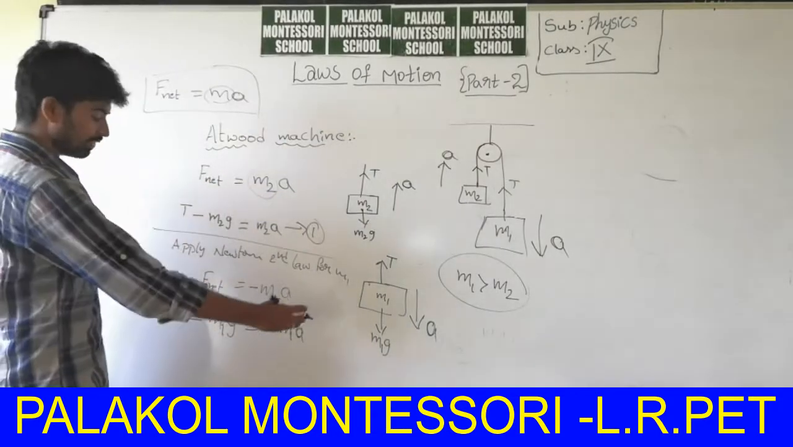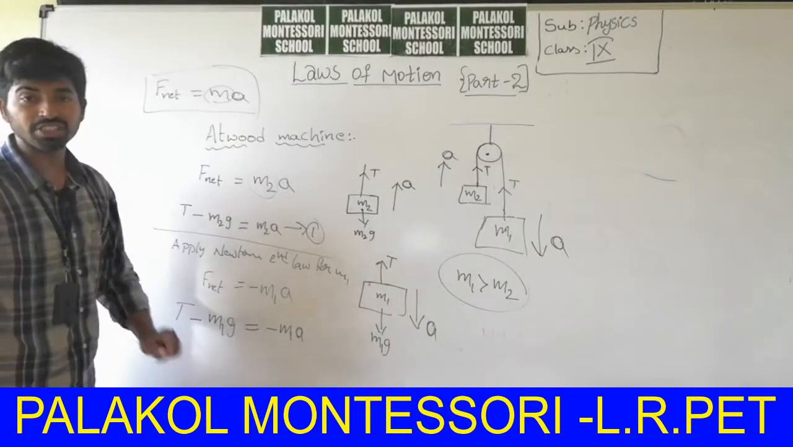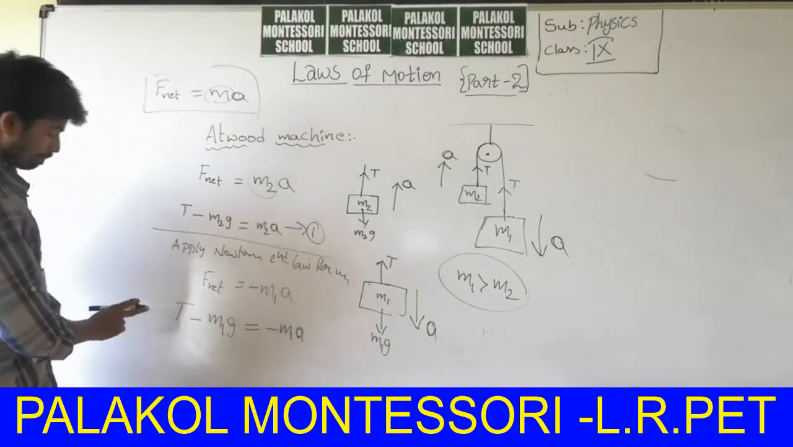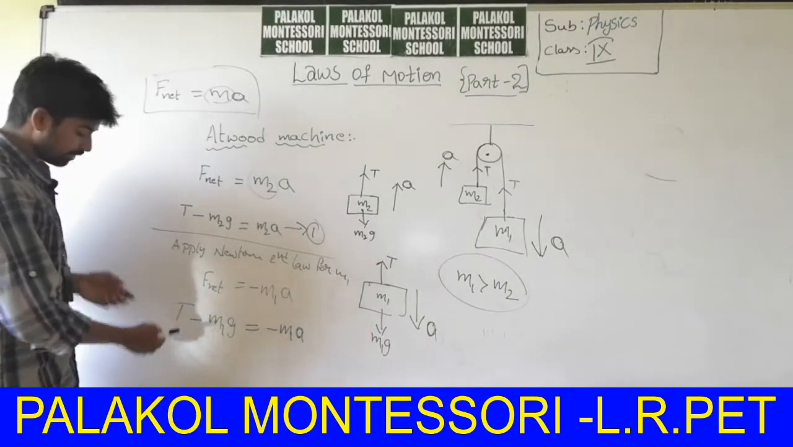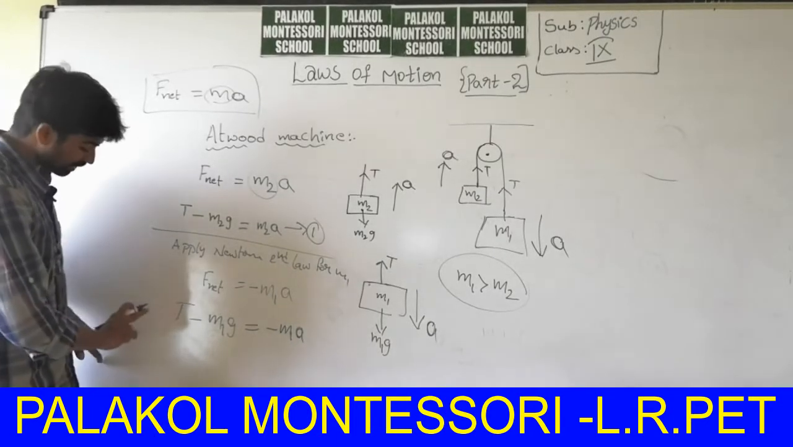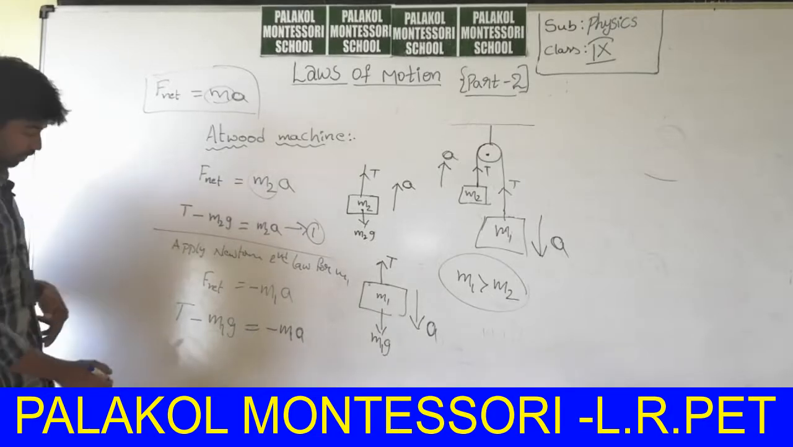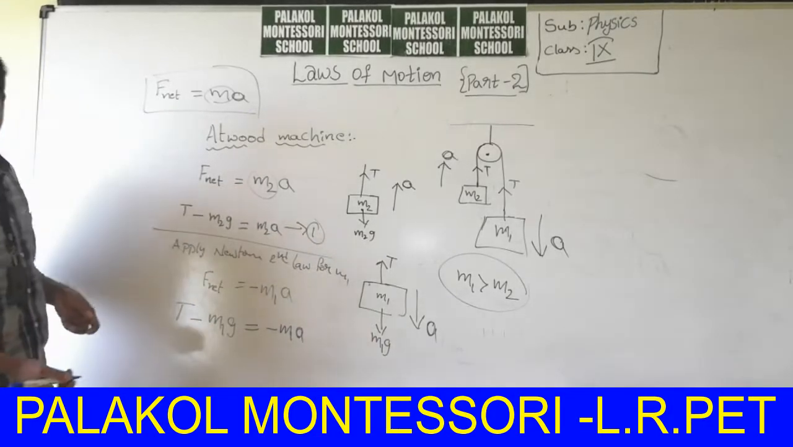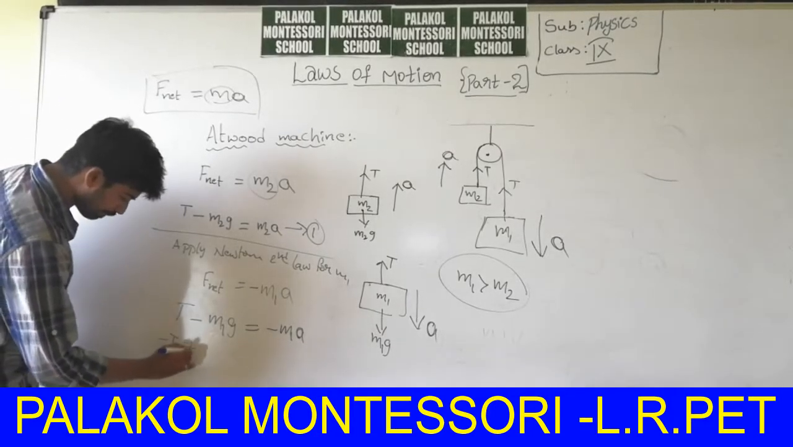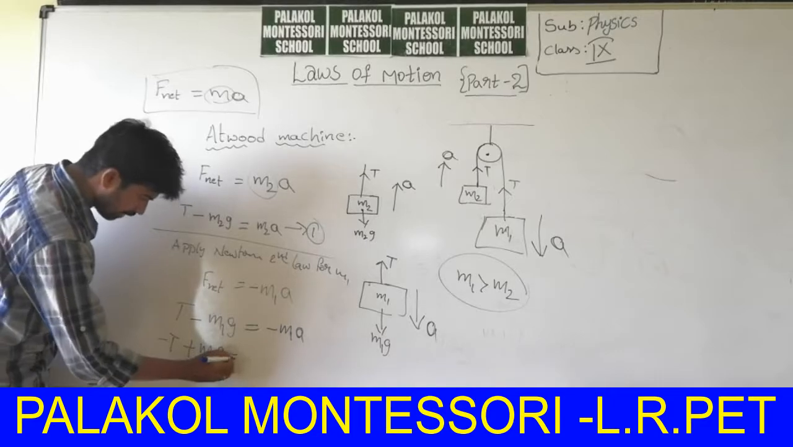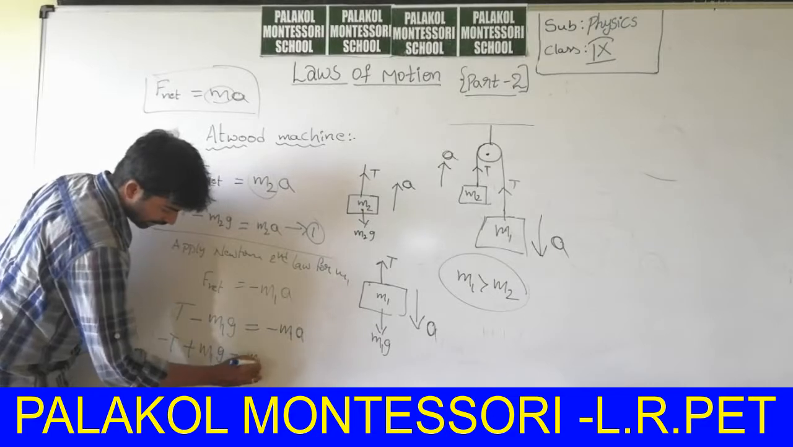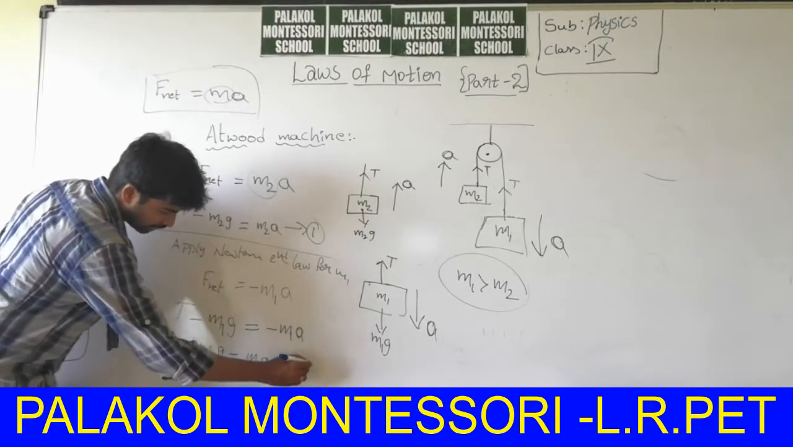Multiply this total equation with minus. Where I have not denoted any sign, it means there is a plus sign. So, multiply the complete equation with minus: minus into plus T gives minus T, minus into minus m1g gives plus m1g, is equal to minus into minus m1a, which is plus m1a. So, this is equation 2.